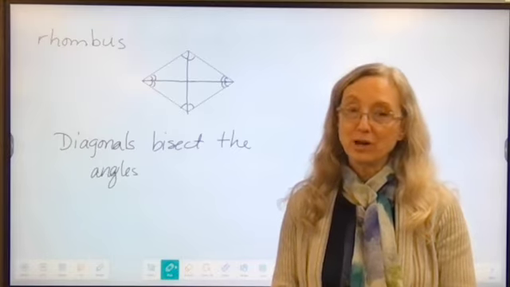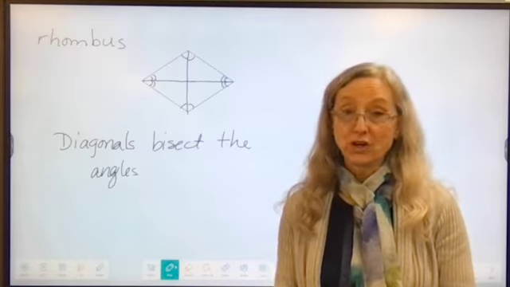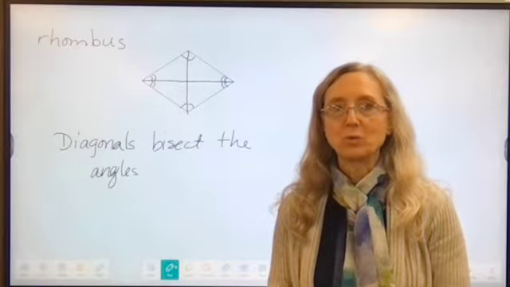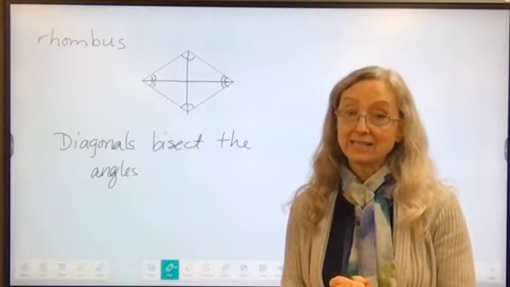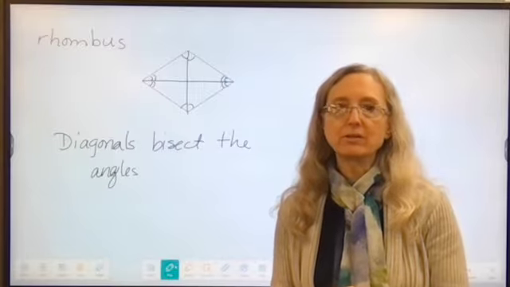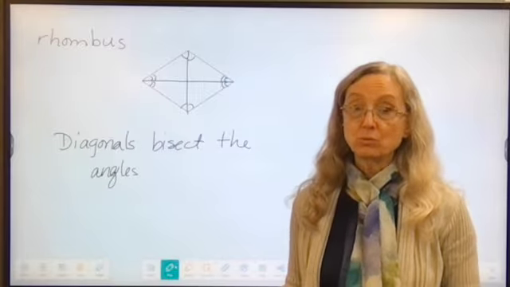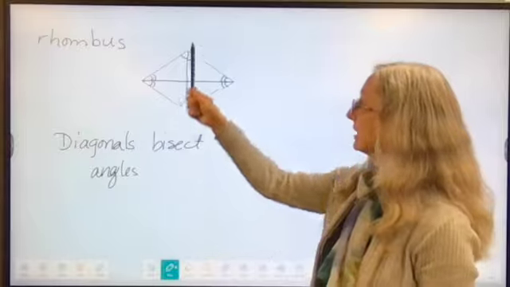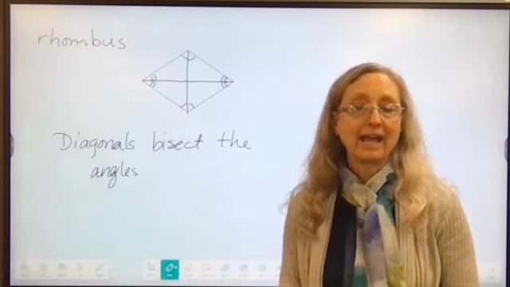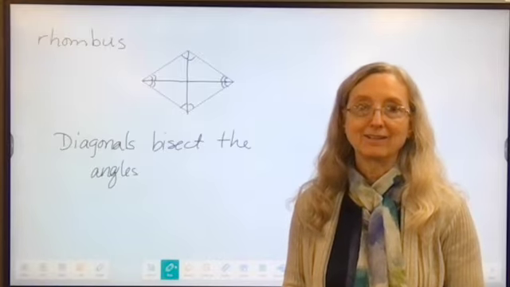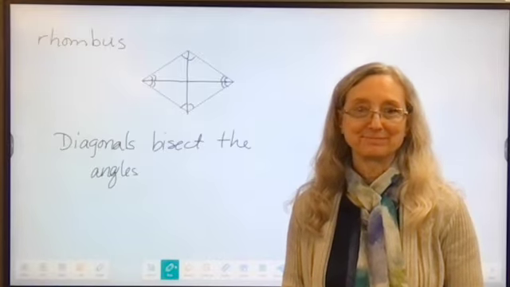If we have a rhombus, and I've drawn the diagonals of a rhombus, what is awesome about the diagonals of a rhombus is they will bisect the angles. Other parallelograms don't do that, but if it's a rhombus, they do. So the diagonals of a rhombus will exactly cut the angles in half. That's how you can tell it's a rhombus.